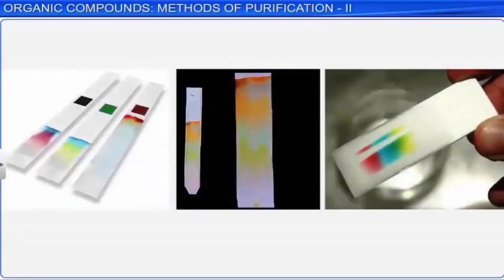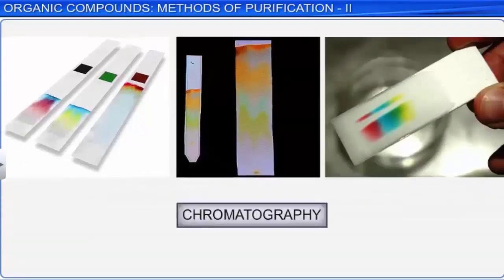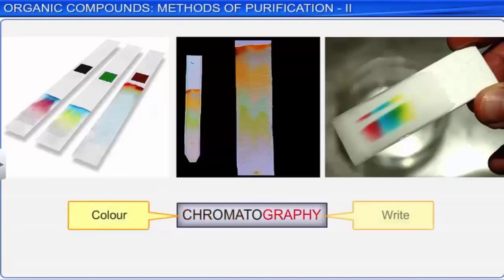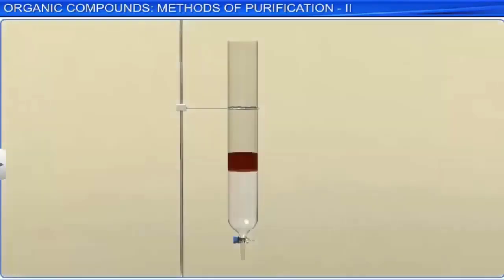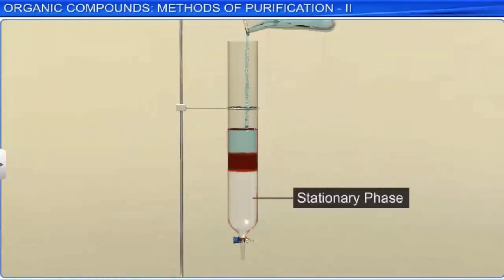Another important method of identifying, separating, and purifying compounds of a mixture is chromatography. The name chromatography is derived from the Greek words chroma, which means color, and graphein, which means to write. The principle behind this technique is the differential adsorption of various components of a mixture on a fixed or stationary phase under the influence of a moving phase called the mobile phase.